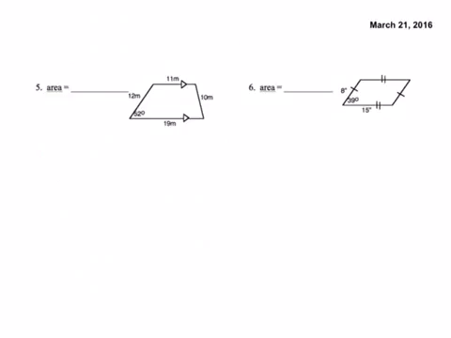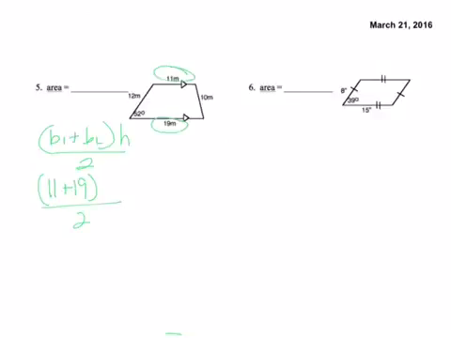Move to number 5. Again, we have a trapezoid. So I'm going to say base 1 plus base 2 times my height divided by 2. That's my formula. Base 1, base 2. So 11 plus 19 times my height. Whoops, I don't know my height, but I know I have to divide by 2. So I have to find my height right here.